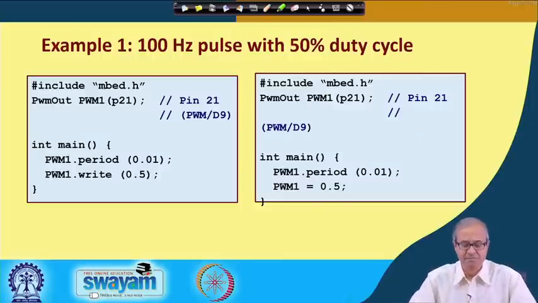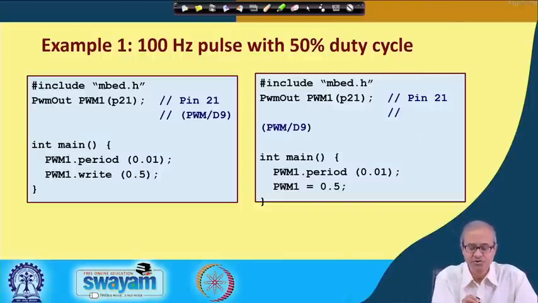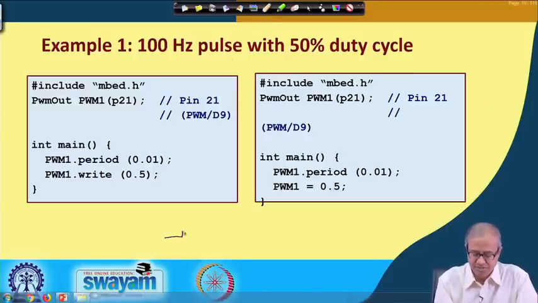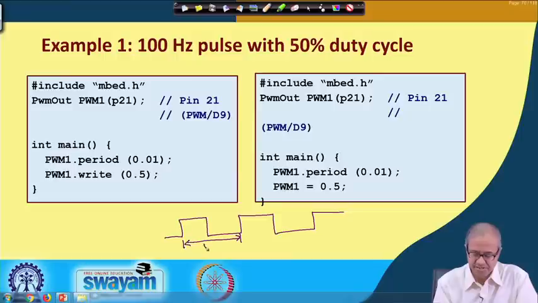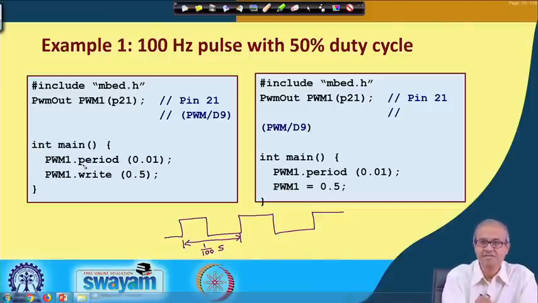This is a simple example. Suppose we want to generate a 100 hertz pulse with 50% duty cycle. So, what is the meaning of 100 hertz? Suppose this is my pulse which is being generated, this is my time period. 100 hertz means 1 by 100 second will be the time period. 1 by 100 is how much? 0.01 second.